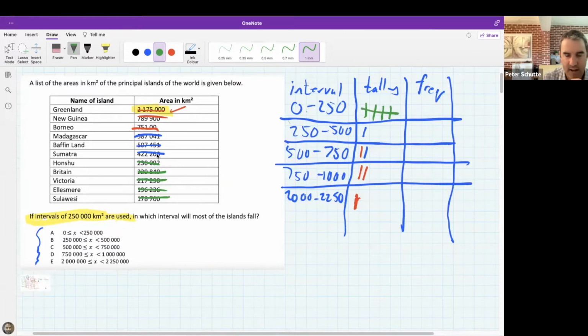What I've done is taken this data and changed it into a group data interval table. If I look at my tally chart, I should have 5 islands that fall between 0 and 250,000 kilometers squared. So the frequency column will have 5 there, 1 here, 2 here, 2 here, and 1 here. Once you have this table, ask yourself which of the 5 options, A, B, C, D, or E, will most of the islands fall into.